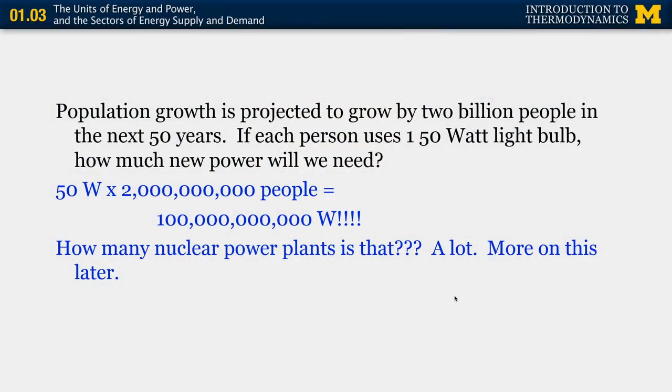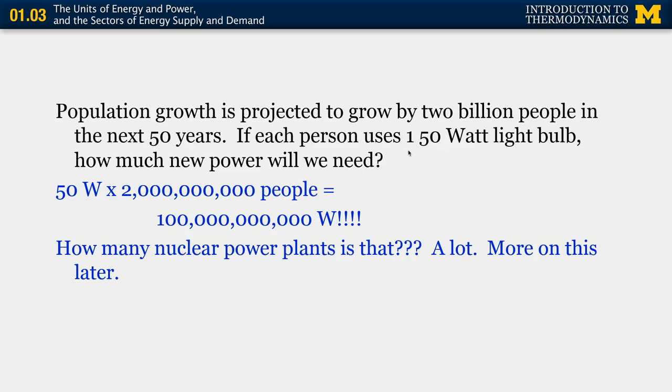Welcome back. Last time I asked you to calculate how much energy 2 billion people, each using one 50-watt light bulb, would require. It's a pretty simple mathematical question, right? You simply take 50 watts times those 2 billion people, and what you find is 100,000,000,000 watts, or in reality, 100 gigawatts, or 100 times 10 to the 9 watts of power, if each individual in their lifetime only uses one light bulb.